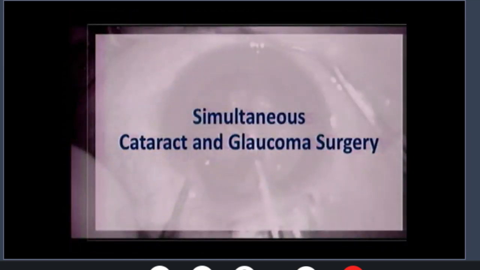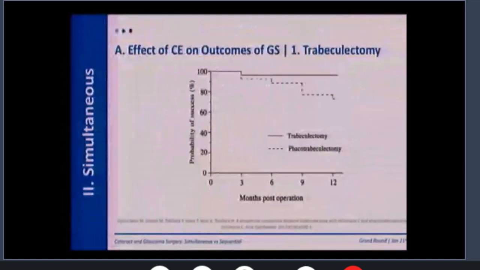So we'll start with the first part, which is simultaneous performance of cataract as well as glaucoma surgery. First I'll be talking about the effect of simultaneous cataract extraction on the outcome of glaucoma surgery, and then I'm going to do it the other way around. So what does cataract do to the success of glaucoma surgery?